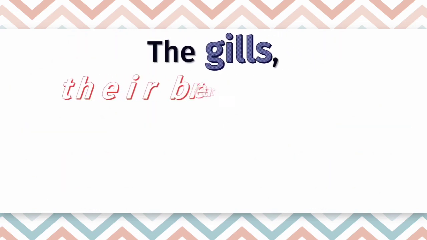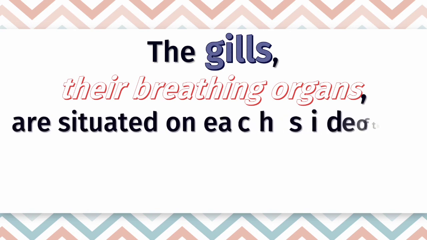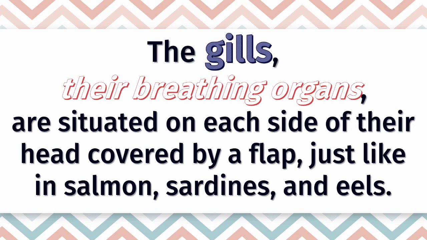So the gills, their breathing organs. Every fish has gills, and these are their breathing organs. Gills are situated on each side of their head covered by a flap, just like in salmon, sardines, and eels. Remember, gills are their breathing organs.